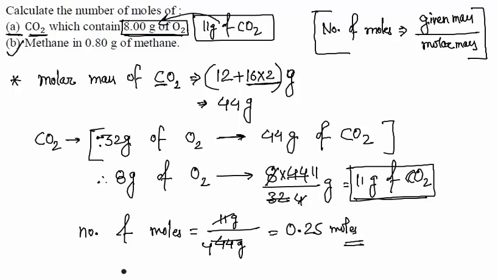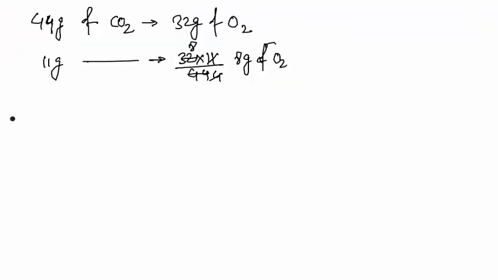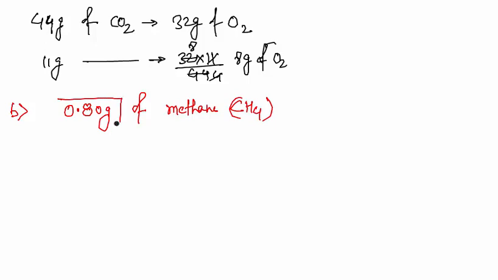Now come to the B part. What is that B part? You have 0.80 gram of methane. And what is methane? Methane is basically CH4. You already have the given mass, so you just have to calculate the molar mass, and then it will be very easy to solve this particular problem.